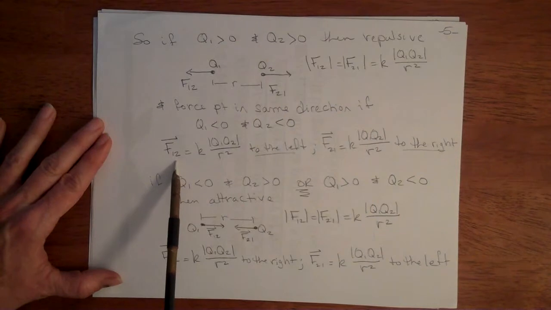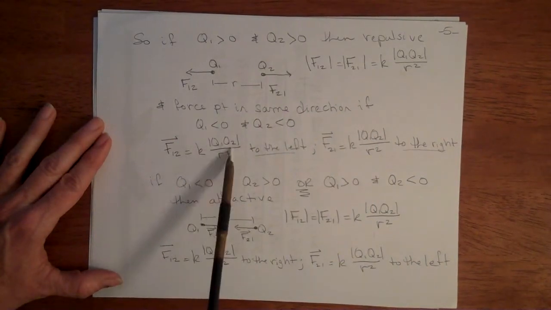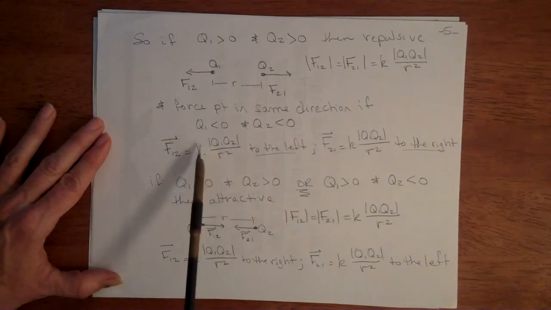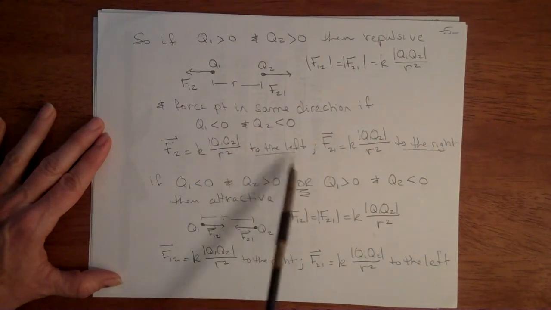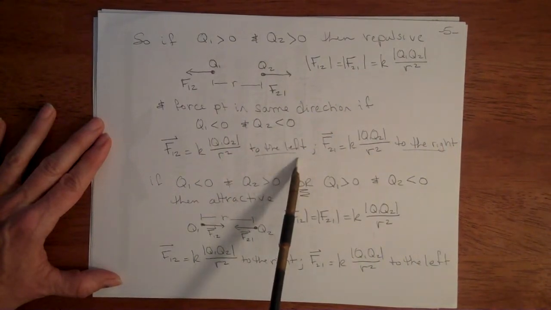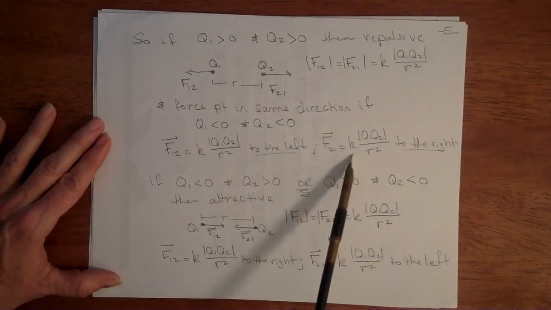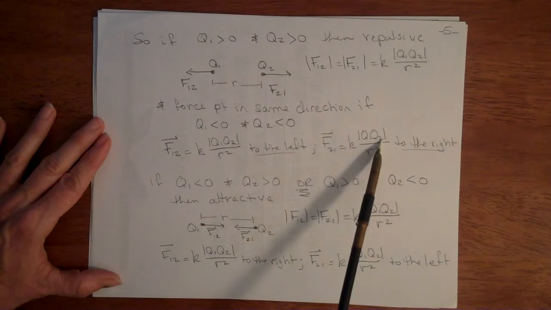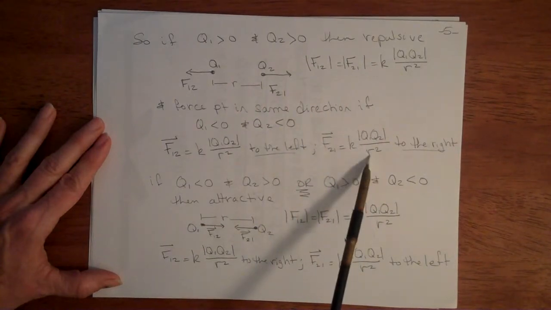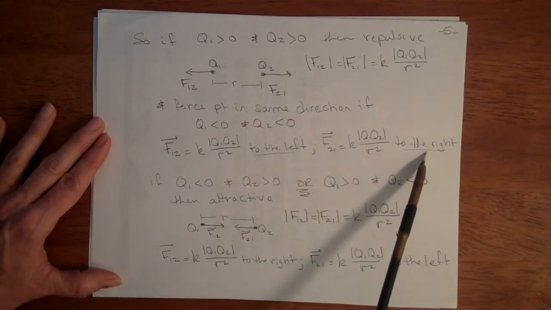So we can fully quantify the force on charge 1 by charge 2 as k |q1 q2| divided by r squared to the left, or minus x hat. F21, the force on 2 by 1, is k, product of the charges q1 q2 absolute value, divided by the distance between them squared, to the right, or in the x hat direction.